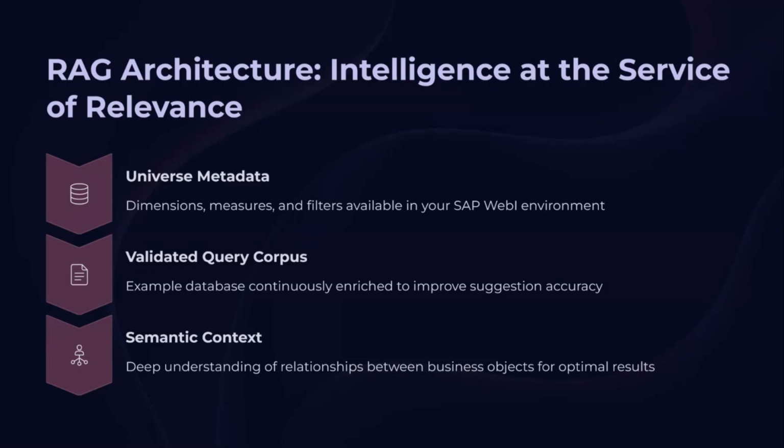So now what I'm talking about is, what does that mean? The universe metadata goes to you. That's your dimensions, measures, and filters, right? You get a validated query corpus. So your example database is continuously enriched, so the accuracy improves and the back and forth between you and the AI is a lot more natural. And obviously the semantic context, right? That understanding of the relationship between your business objects for the most accurate and optimal results.